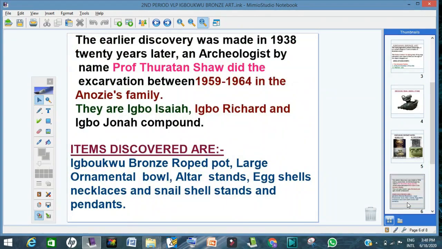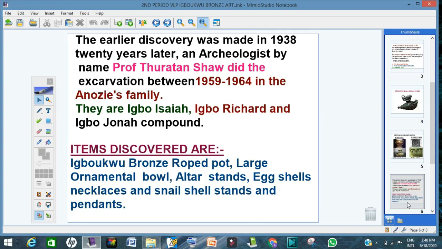From here, we now move to who discovered this artwork and in what year. The person that did the excavation is an archaeologist by name Professor Thurston Shaw, and he did the first one in 1938, and then in 1959 and 1960, 64 rather, he did the second excavation at the Anoze's family houses, which are Igbo Isaiah, Igbo Richard, and Igbo Jonah. I hope you understand what I'm saying. So these are the 3 family houses where Igboukwu artwork was discovered.